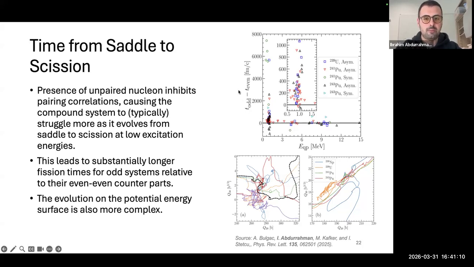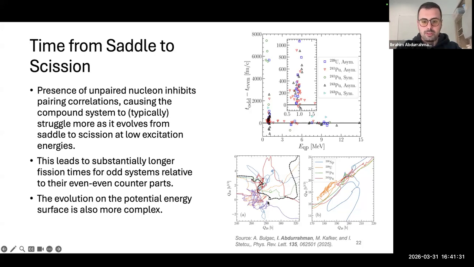And this relates exactly back to the Hill and Wheeler picture. Now you have one nucleon that's unpaired, so it's not going to be as efficient in redistributing its occupation as the system deforms.